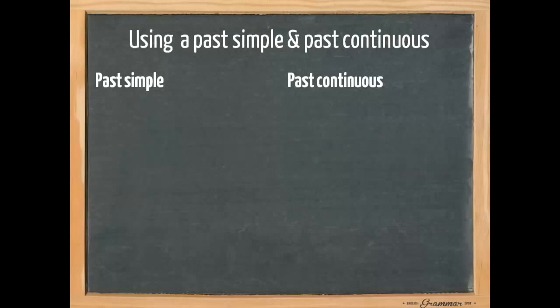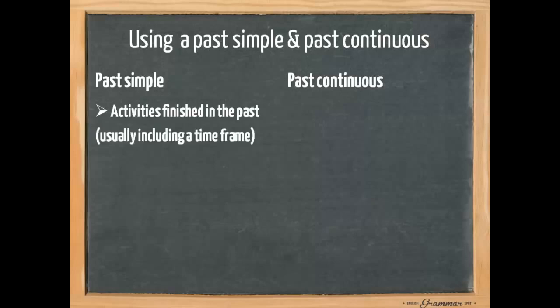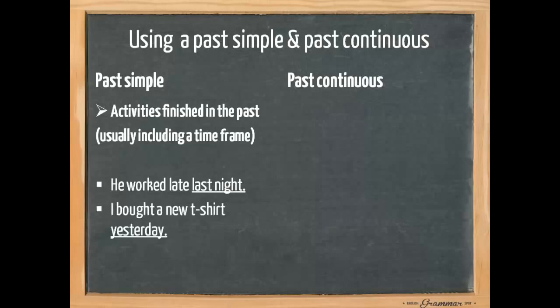Now let's have a look at how to use a past simple and how to use a past continuous and how to keep them apart. We use a past simple for activities that were finished in the past. We usually use a time frame. He worked late last night. Here, last night is what we consider a time frame. Or, I bought a new t-shirt yesterday. Here, yesterday is a time frame.